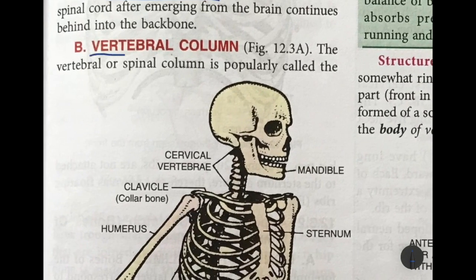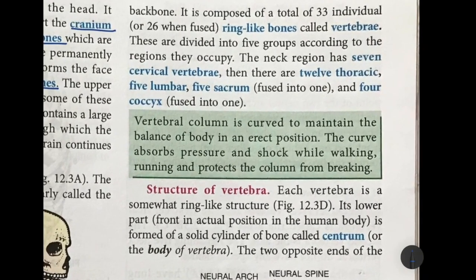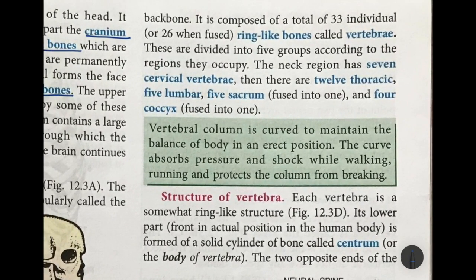Now next we move on to the vertebral column. The vertebral column, also known as the spinal column or the backbone as you know it, is made up of 33 ring-like vertebrae. These are small ring-like bones. Some bones are fused together and become one, and when we count like that the total is 26 altogether, but 33 bones are there.